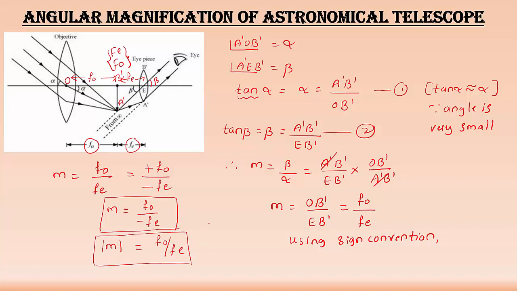So remember, an astronomical telescope is used to see heavenly bodies, but whatever final image is formed through this telescope is always inverted. But there is not much difference because most of the heavenly bodies are almost spherical. So this is all about angular magnification of an astronomical telescope.